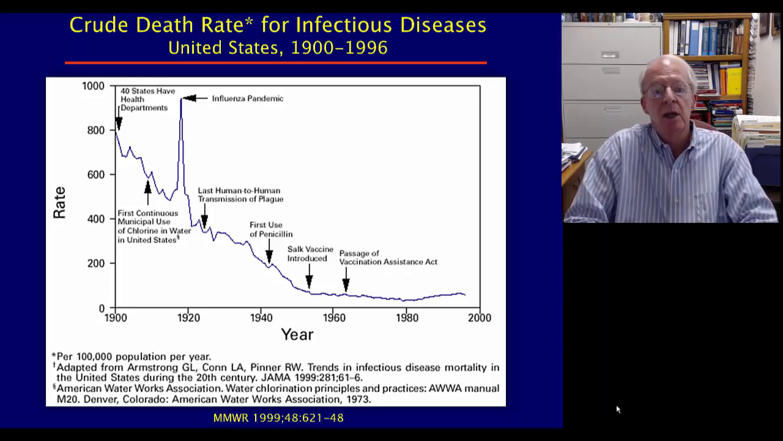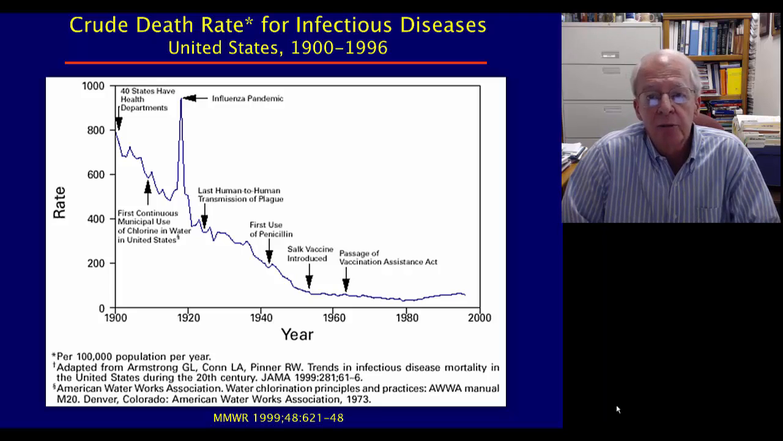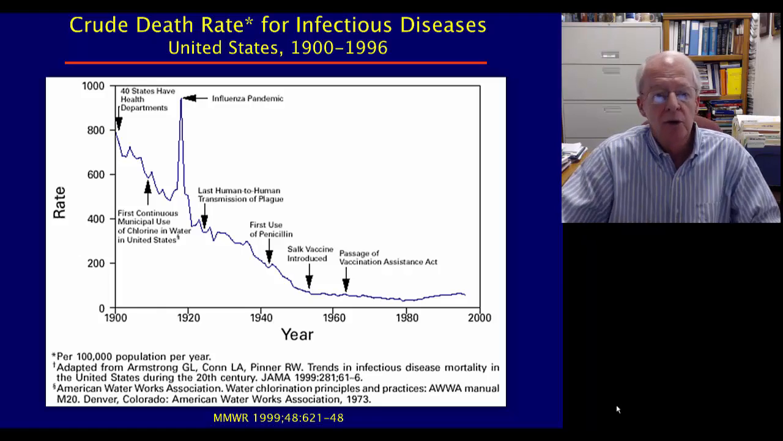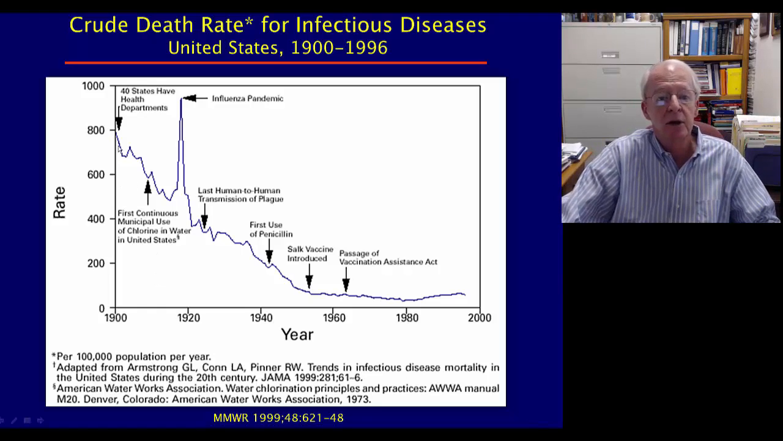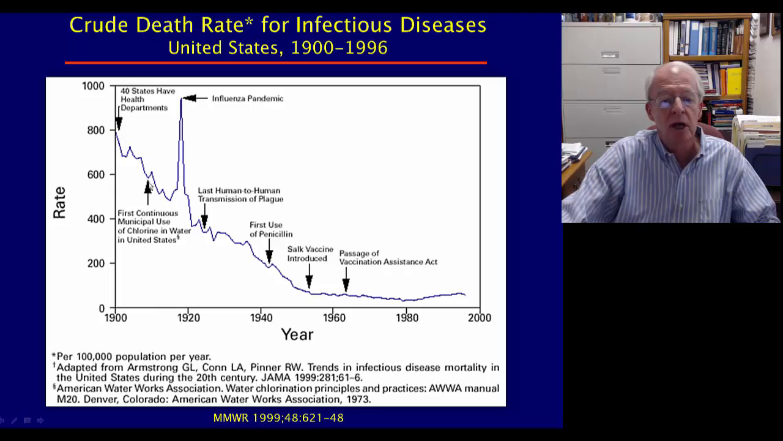This is a slide showing the crude death rate for infectious diseases in the United States during the 20th century. You'll notice here early in the 1900s, there was a very high death rate. Interestingly, you'll see that the first city in the United States to begin to chlorinate drinking water did so in about 1910. You see the mortality impact associated with the first influenza pandemic of the 20th century here in this dramatic spike.